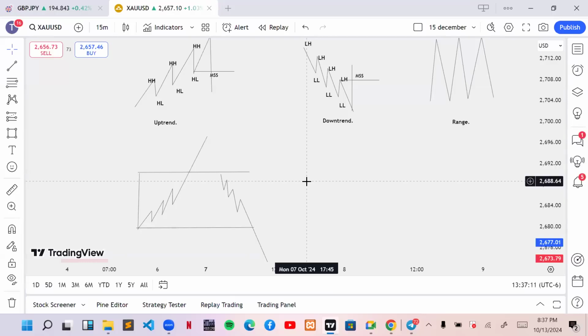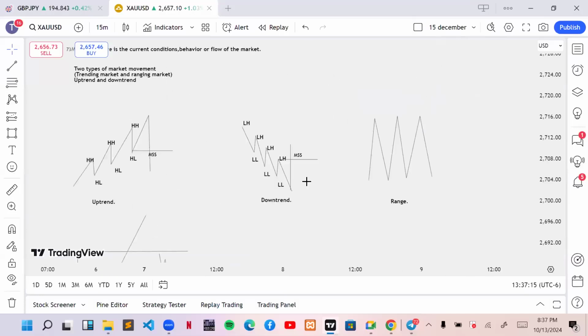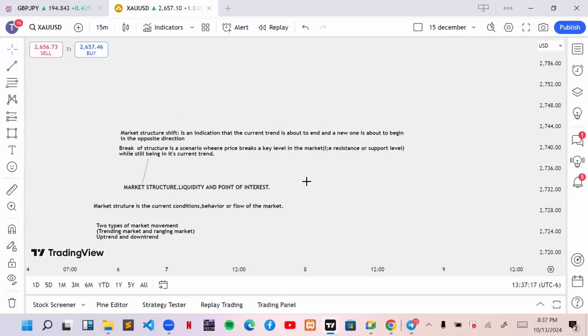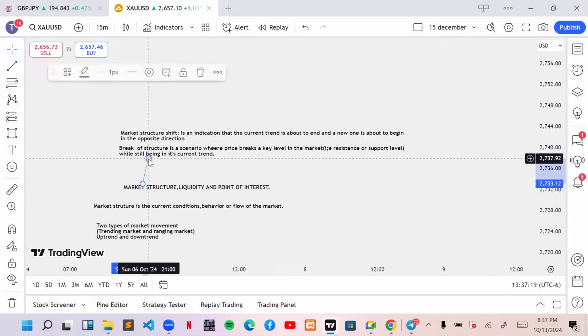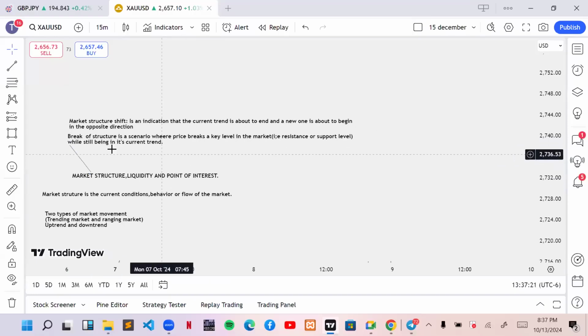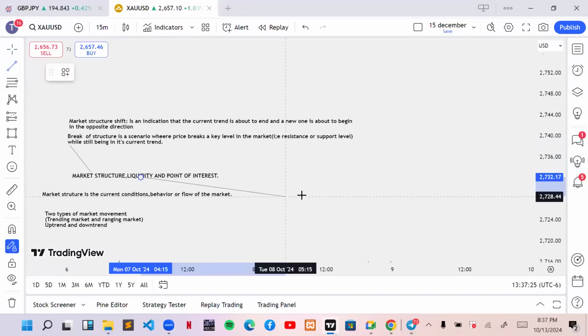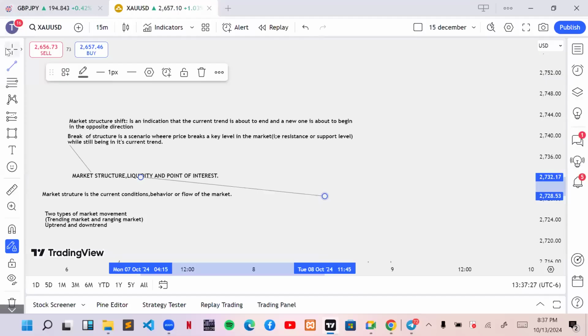So that is for the structure part of the strategy. I have to go on to the liquidity part of the strategy. So what is my liquidity in this case? What I use as my liquidity is actually inducement.